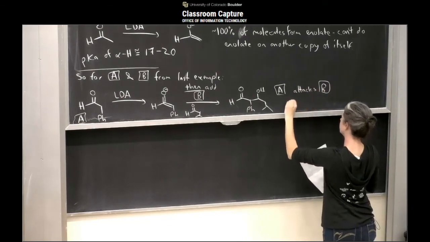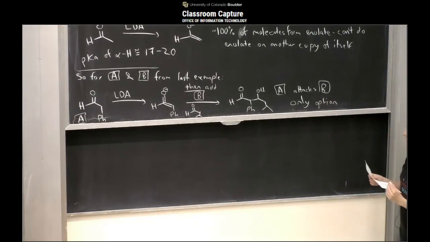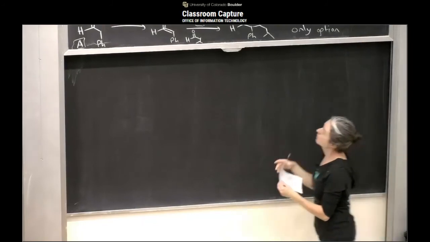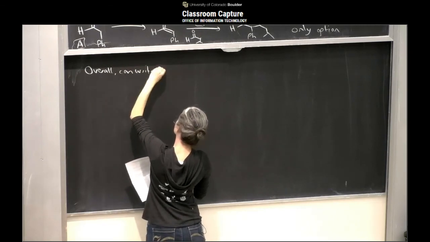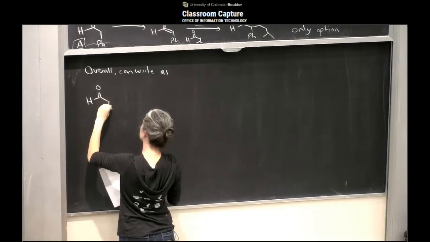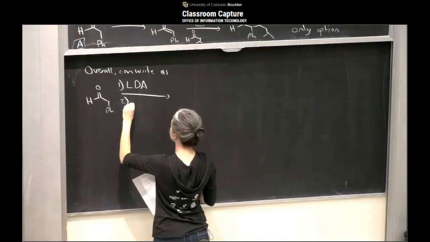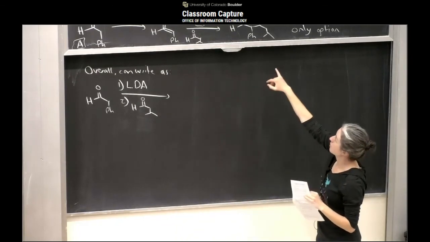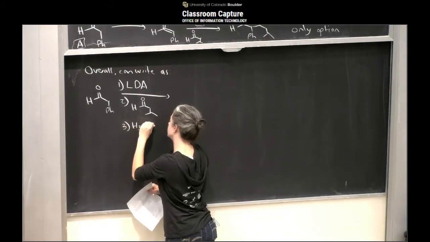So A attacks B is now the only option, and that's the only product that we're going to get. Okay, so overall you could write this thing as, you can actually just combine these steps onto the one arrow, as long as you're using numbered steps. Step one, hit it with LDA. Step two, hit it with the other carbonyl that you want it to react with. And then because we're not doing this in a protic solvent, we're going to get stuck with an O minus afterwards, so we would need to do H3O plus to finish it up.